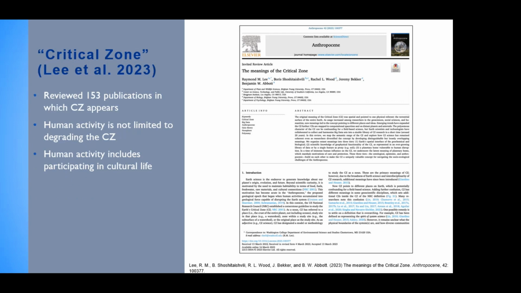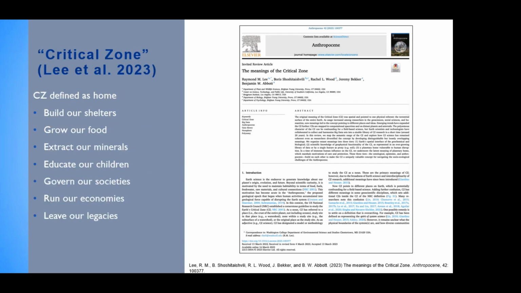So it was pretty confusing. I read a bunch of papers about the critical zone and thought about it a little more, published this paper with some co-authors on the meanings of the critical zone. And we found that human activity was not limited to degrading the critical zone, but it also includes participating in cultural life, because there were papers that talked specifically about how the critical zone was the place where we build our shelters, grow our food, extract our minerals, educate our children, govern our societies, run our economies, and leave our legacies. Basically, the critical zone was our home.